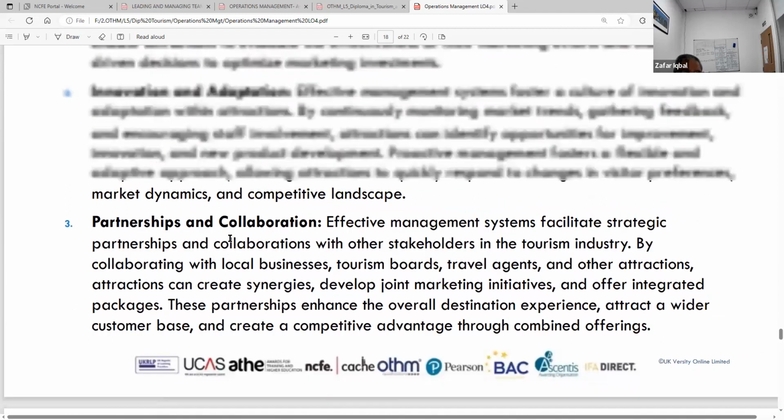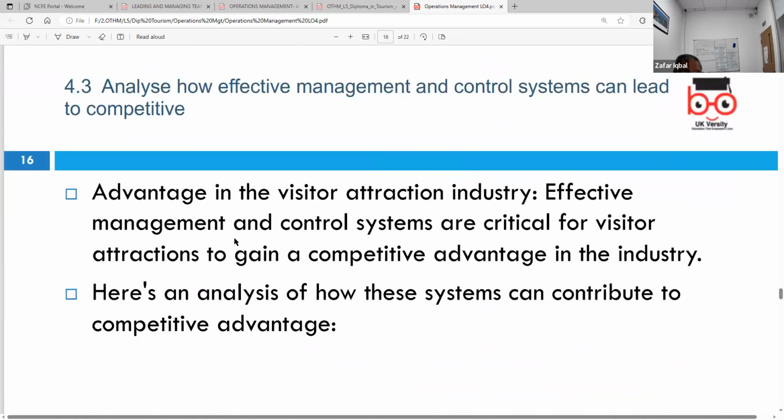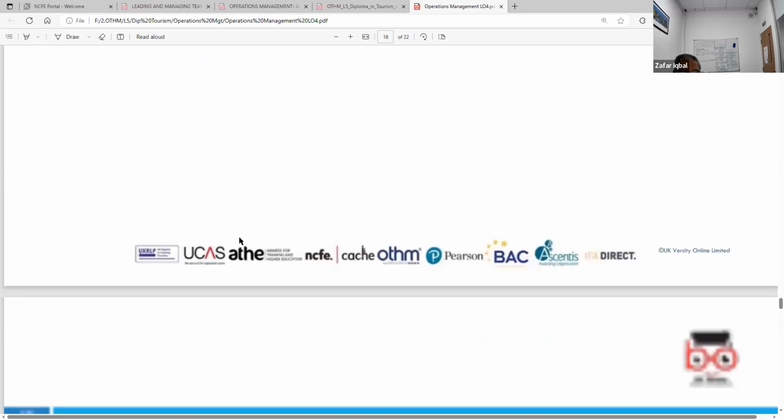Okay. So what this is saying here is we need to analyze how effective management and control systems can lead to competitive advantage. So you're looking at if the system is good, it's going to lead to a competitive advantage, so that you stay effective, you stay better, you enhance the visitor attraction. Okay, and if you have a good planning system, then it will be efficient management, financial management system. You will stay competitive. You will stay longer term in existence.